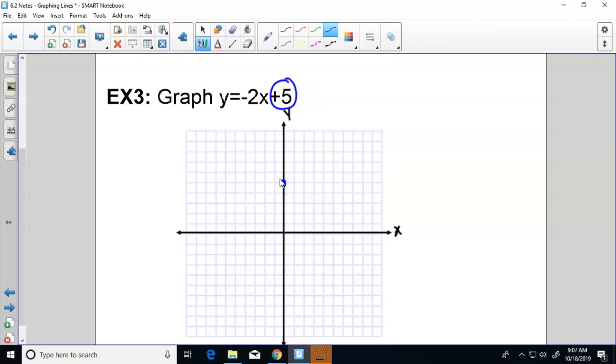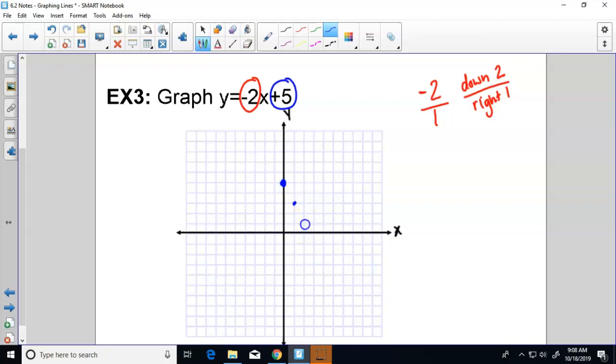Okay? Then we're going to use our slope. The slope is the number that's multiplied by your x. And it needs to be a fraction. So we've got negative 2, but I really need it to be a fraction. So how can I make that a fraction? Over 1. And so this is always rise over run. So that negative 2 tells us down 2. And then the 1 is positive, right 1. So from this point here, we're going to go down 2 to the right 1.